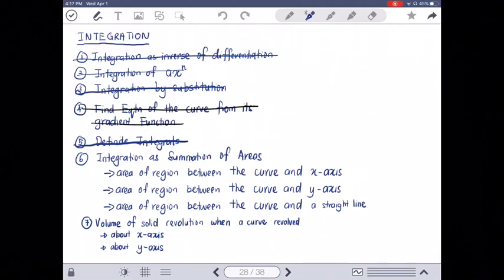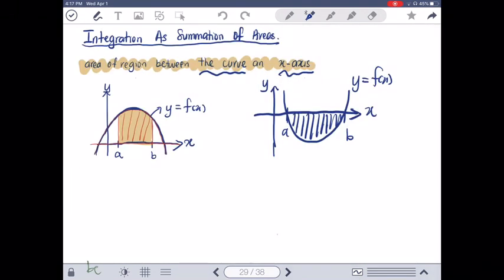In today's lesson, we will cover the integration as summation of areas. In this subtopic, we're going to look at three sections. The first one is area of region between the curve and the x-axis.